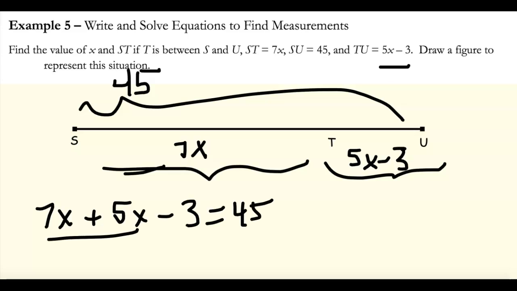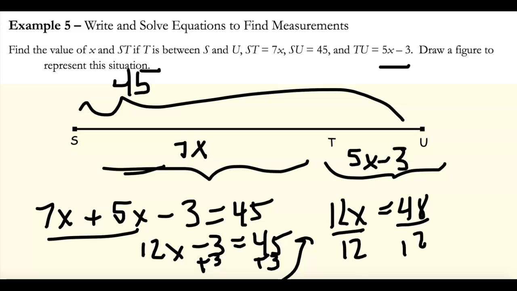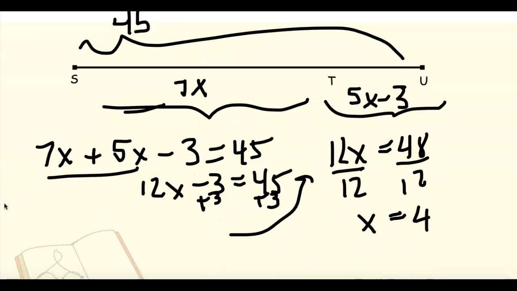Combine like terms here, so we're going to get 12x minus 3 is equal to 45. The next step would be to add 3 and add 3 on this side. I'm running out of room, so I'm going to write it up here. So I would get 12x is equal to 48. And lastly, my last step is just to divide both sides by 12, and we get x is equal to 4. So remember, in geometry, you always want to go back and just double check what the question was asking for.